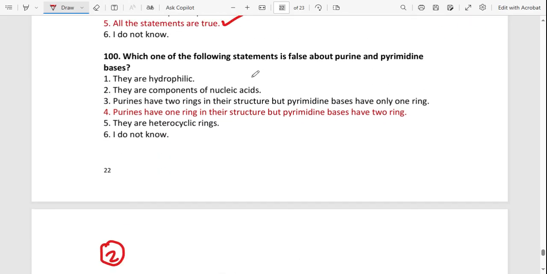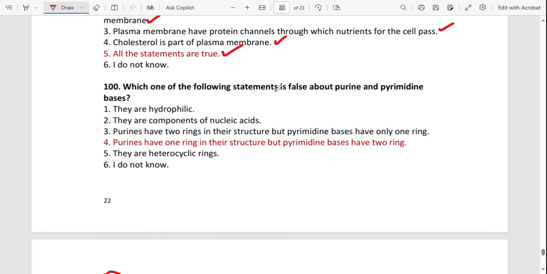The last question here. Which of the following statements is false about purine and pyrimidine bases? They are hydrophilic. Not most of them have got a lot of carbon hydrogen bonds, so that will be hydrophobic. Actually, they are hydrophilic indeed. This one is going to be true because of the bonds, like we are going to see them maybe something like this. Some of them have got nitrogens, and because of those nitrogens, they can interact with water, making them hydrophilic.